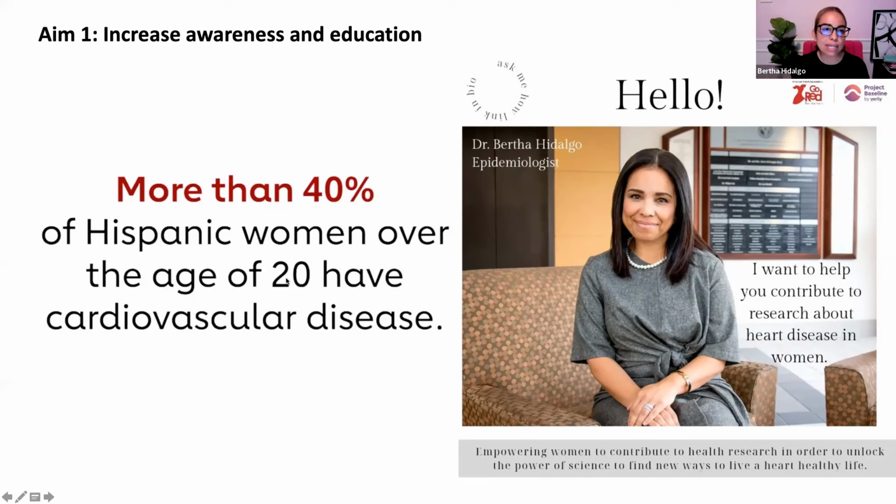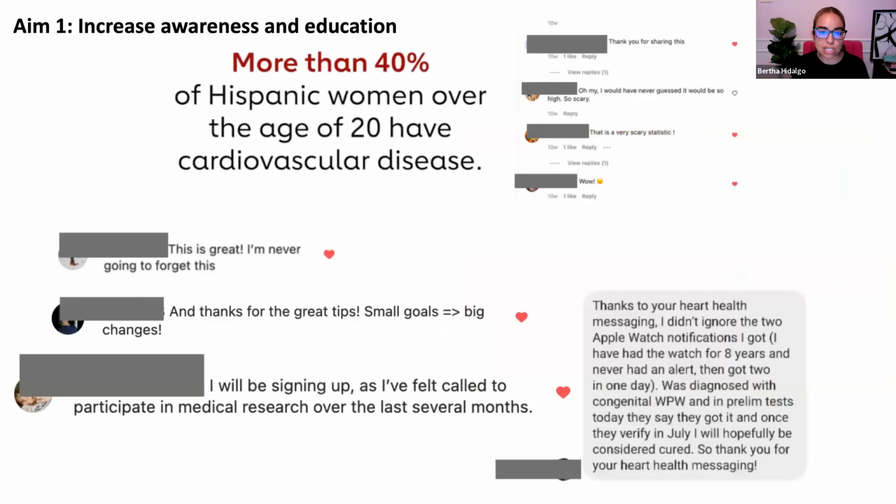Then we're testing fear-based versus prevention promotion messages. So this is an example on the left of a fear-based message. More than 40% of Hispanic women over the age of 20 have cardiovascular disease. And what you can see is that there were responses, and just as we anticipated, what we intended to be a fear-based message resulted in fear-based responses. So up at the top, you can see, oh my, I would never have guessed it'd be so high, so scary.